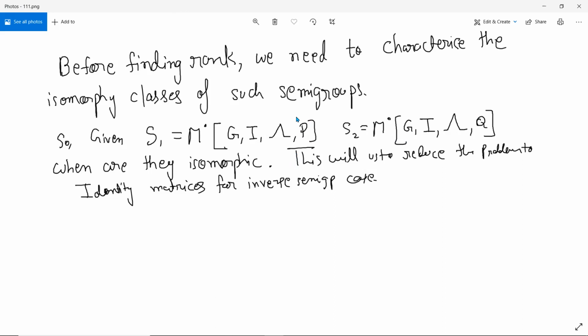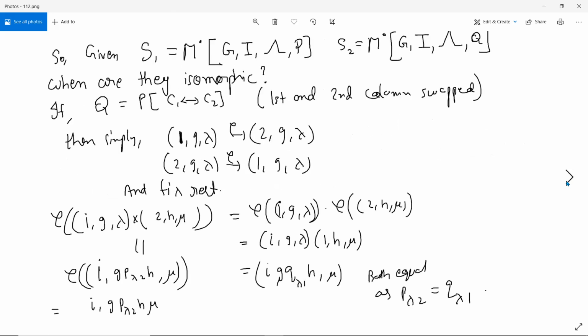So basically, in the isomorphism class, you would want to look at the simplest member, where P is the simplest, and then you can find the rank there. So it's good to understand what the isomorphism classes are like, and it's not very difficult to see. Right, and so we will see what that will do to it. Okay, so when are they isomorphic? Let's see.